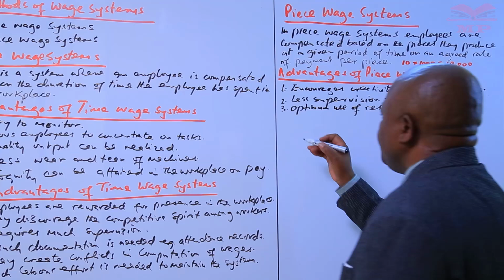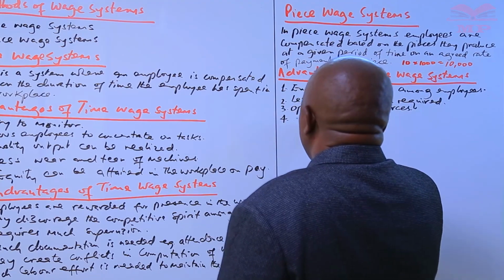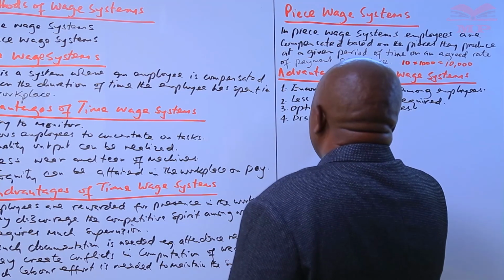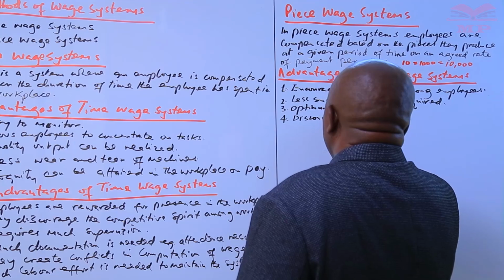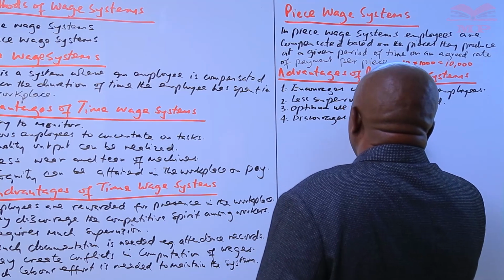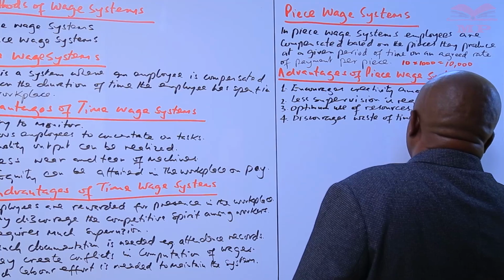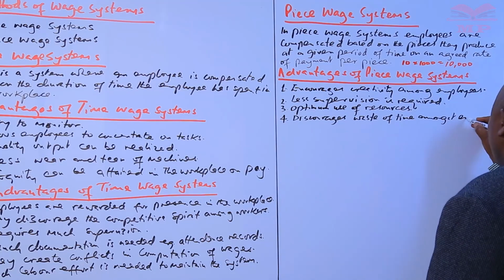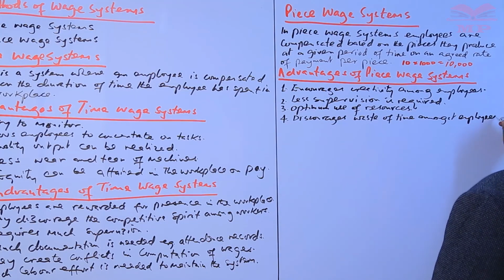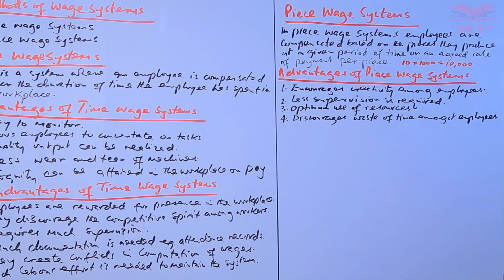Then number four, discourages waste of time amongst employees. So workers will want to be able to do whatever they are supposed to do within the available time. So they will concentrate on the work they are expected to do. So there is less time wastage among employees.